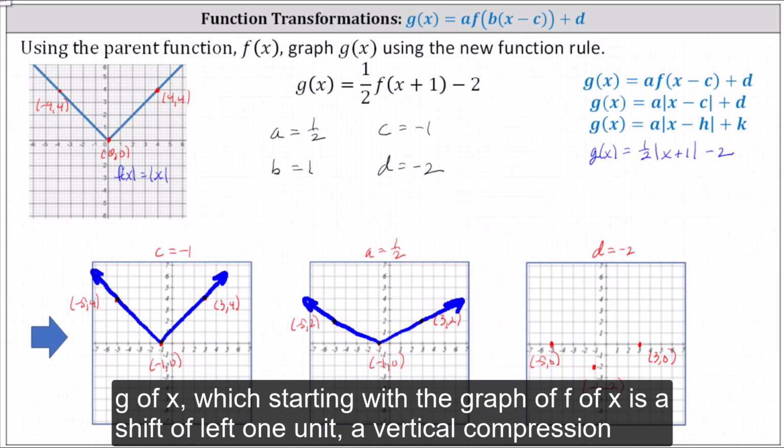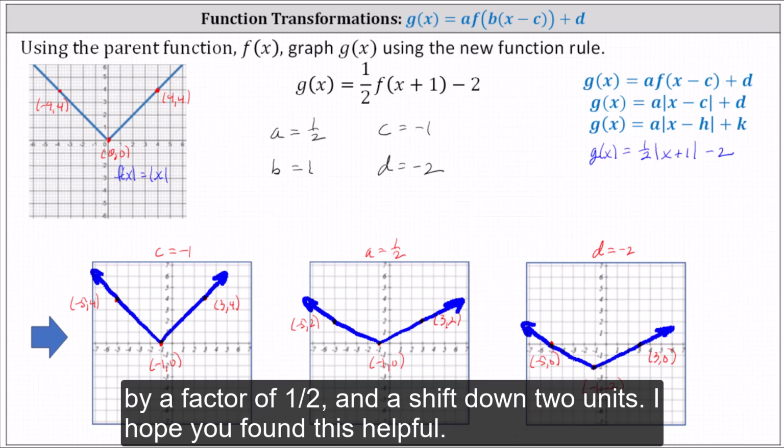This is the graph of g(x), which, starting with the graph of f(x), is a shift left 1 unit, a vertical compression by a factor of 1/2, and a shift down 2 units.